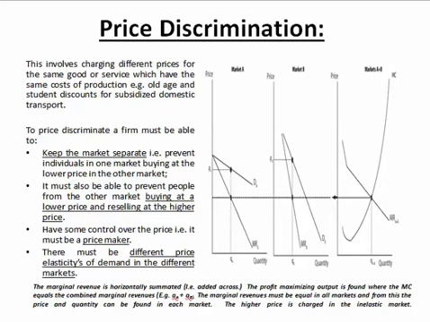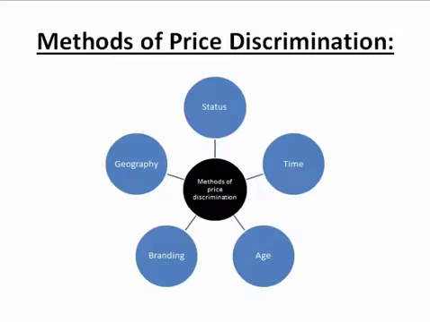These situations are depicted on the illustration in front of you, where the marginal revenue is horizontally summated, added across. The profit maximising output is found where the marginal cost equals the combined marginal revenues at QA and QB. The marginal revenues must be equal in all markets, and from this the price and quantity can be found in each market. The higher price is charged in the inelastic market, and that is something which you must remember. The highest price is always in the inelastic market, the market which responds least to a price decrease, so that the revenue remains high.